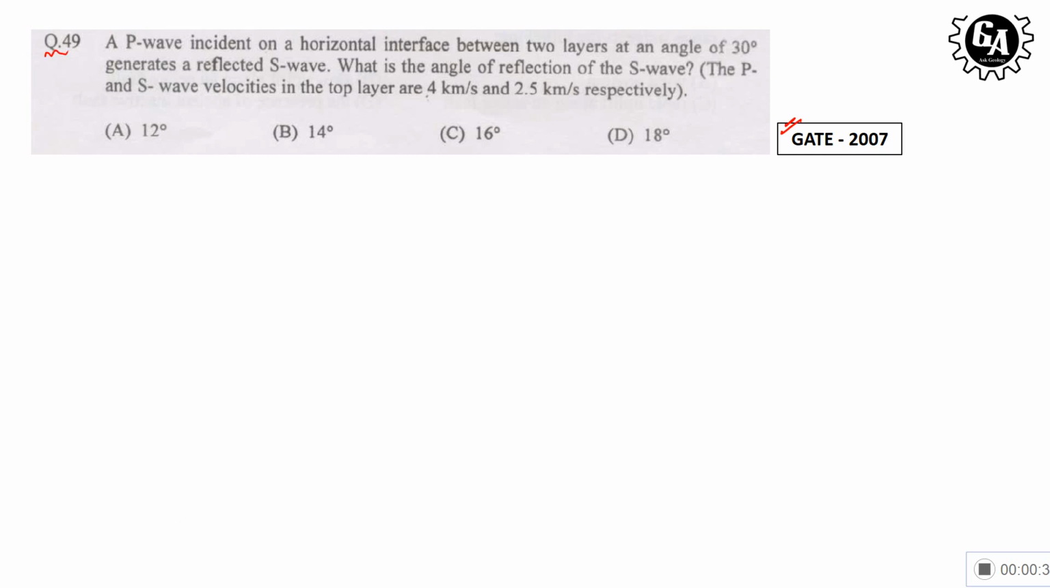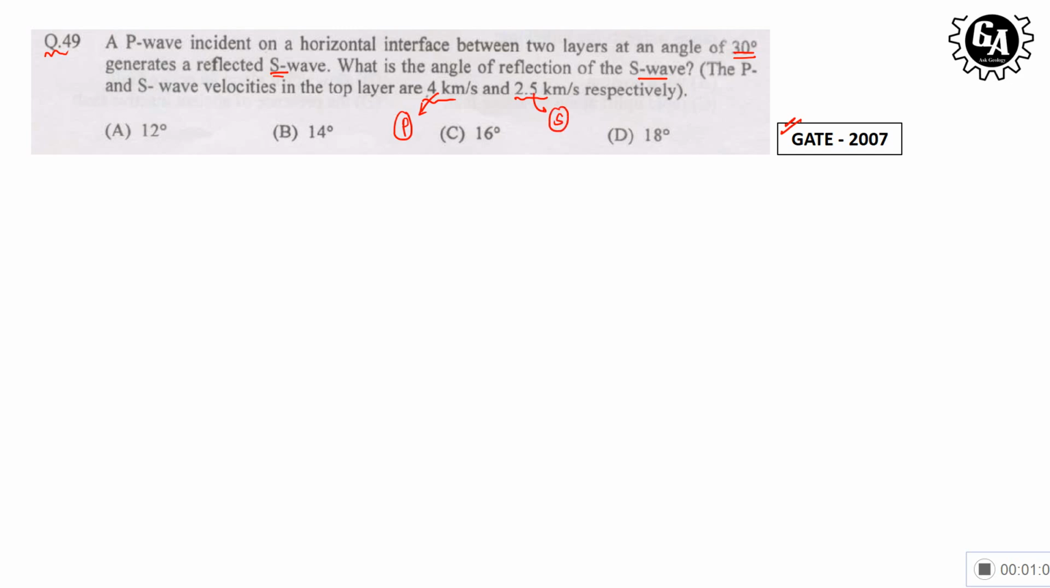Now it is asking: a P wave incident on a horizontal interface between two layers at an angle of 30 degrees generates a reflected S wave. What is the angle of reflection of the S wave? Given that the velocities of P and S waves in the top layer are 4 km per second and 2.5 km per second respectively. This 4 km per second is for the P wave, and this 2.5 km per second is for the S wave.